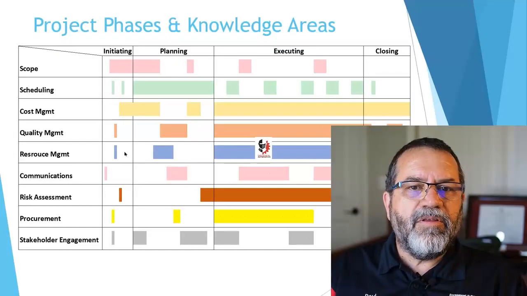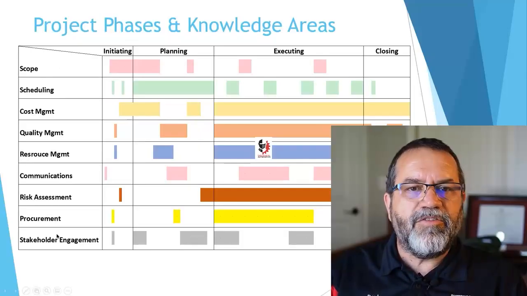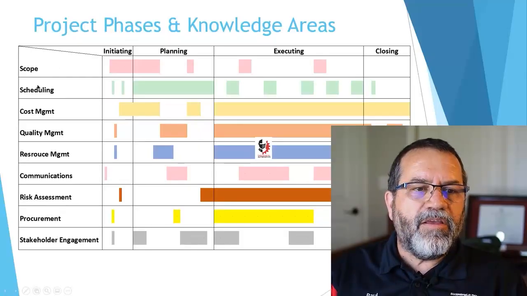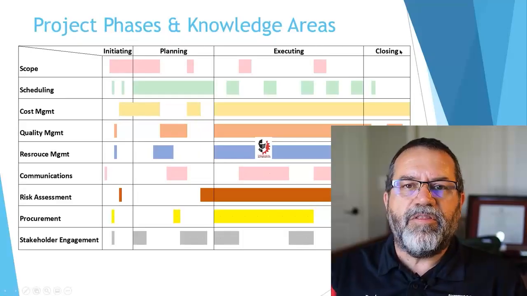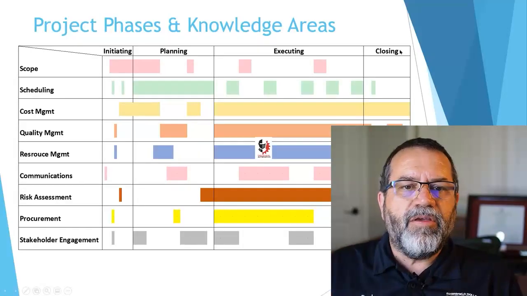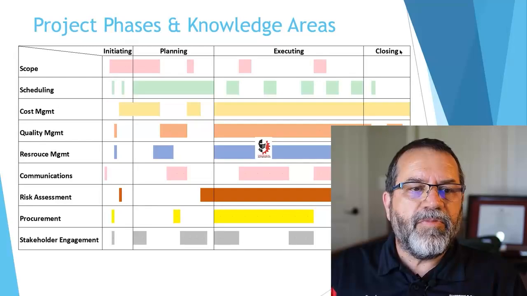These are the knowledge areas of the project. Down the left-hand side, we've got our knowledge areas. And each of those to different degrees occurs at different times in the project life cycle. We've got our project life cycles and we've got our knowledge areas. They both need to be considered when you're managing your project.